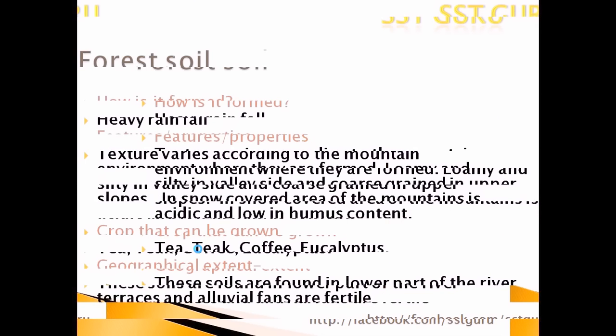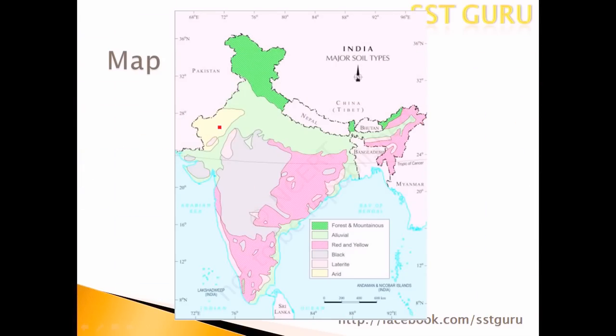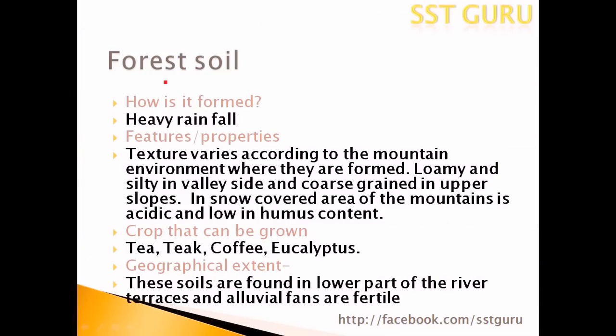Now coming on to the geographical extent. Oh, I missed it. So coming on to the geographical extent, you find it here. This is the part where you have the arid soil, the western part of Rajasthan. You don't have any other rivers here. Most of the part of Rajasthan is covered with arid soil. Fine.